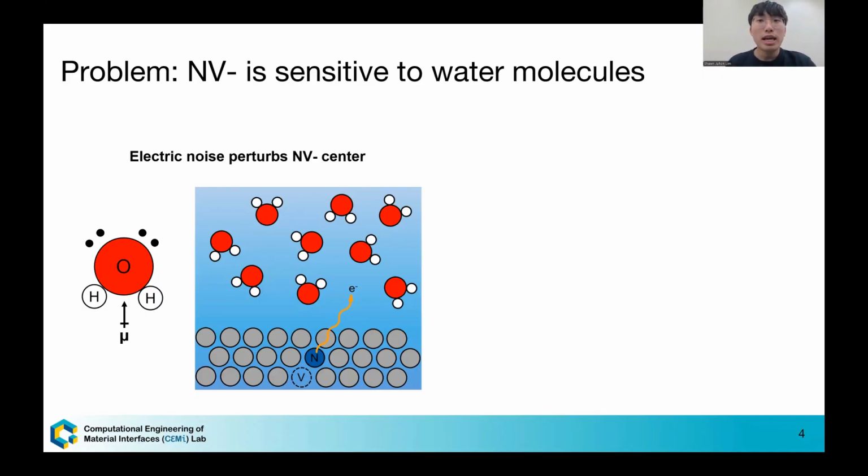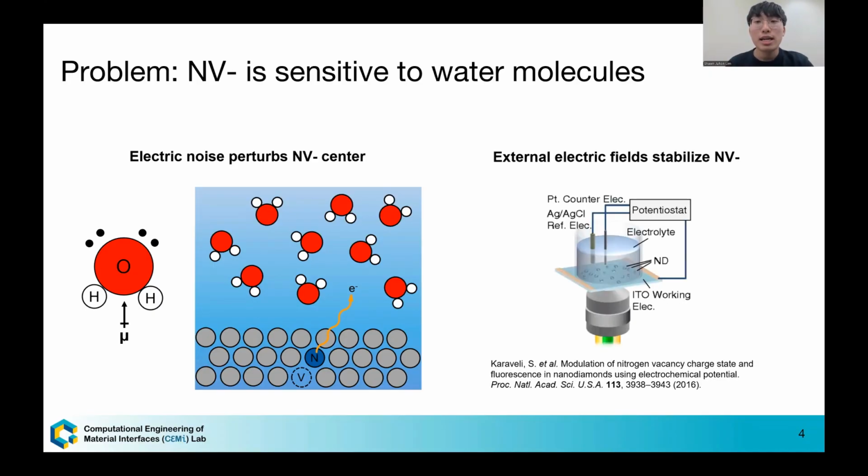The problem with using NV sensors in aqueous environments is that water molecules have their own dipole-induced electric noise that perturbs these effects. The aqueous noise decreases spin coherence times and can also act as a location for electrons from the NV pair to delocalize towards.